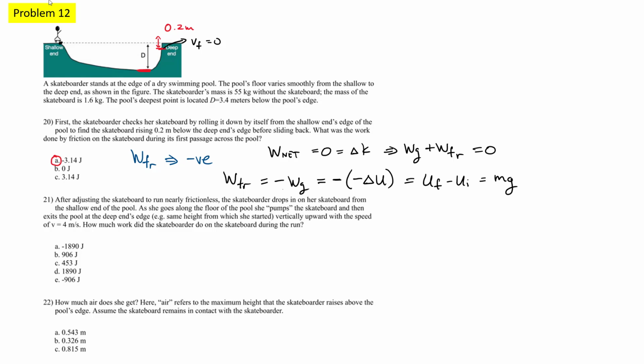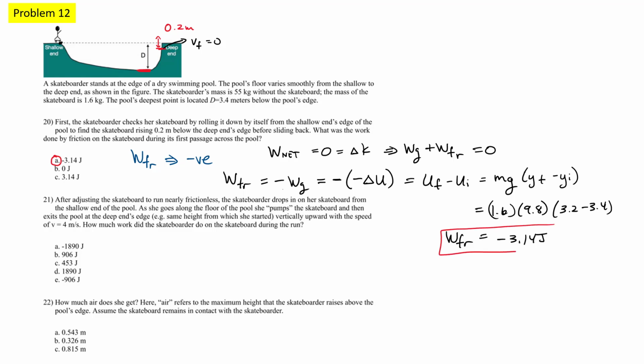Y final is going to be 3.2 meters. I'll call this Y final, and then minus Y initial. So now we substitute in all our values. Here this is 1.6, the mass of the skateboard, 9.8 for little g, and here we get 3.2 minus 3.4. You put all those numbers in, you're going to get the work done by friction. Notice it's going to be negative, so we get minus 3.14 joules when you substitute the numbers in the calculator. Not too bad.